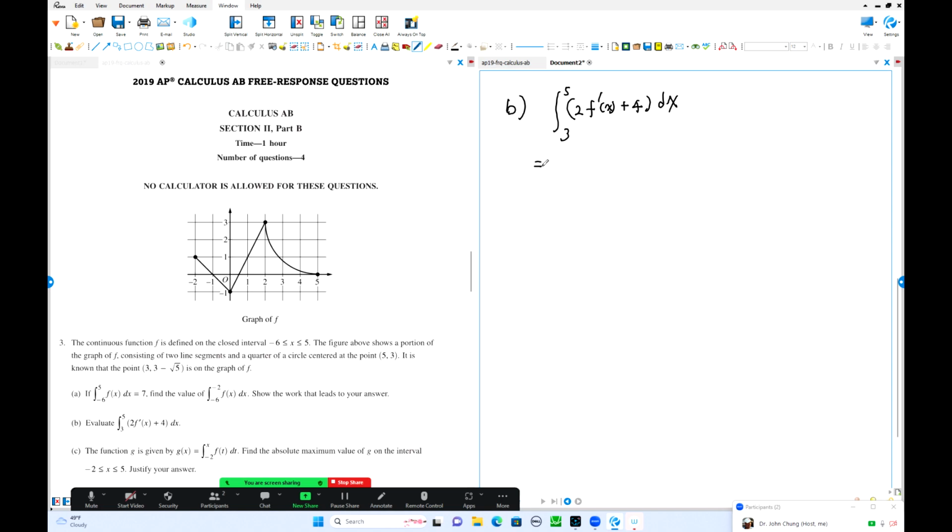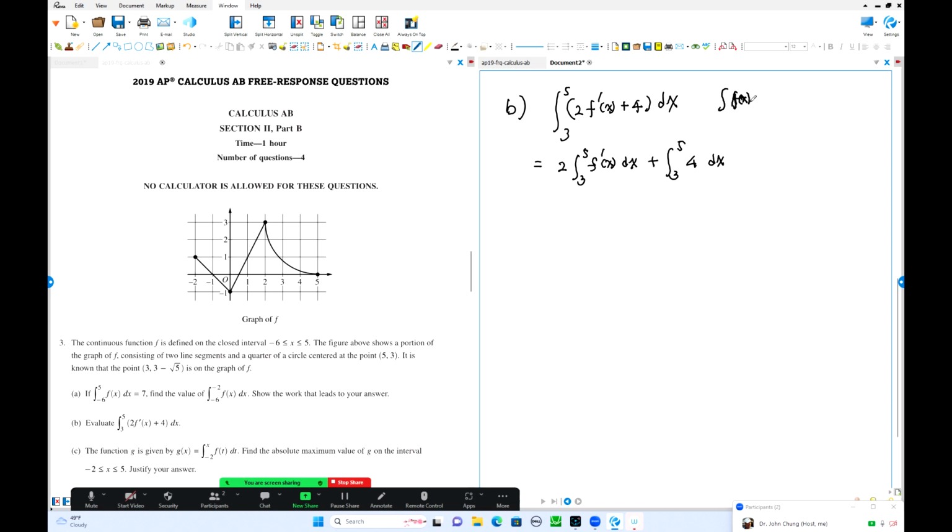f'(x) is inside there. This is exactly equal to what? 2 is out, the integral from 3 to 5 of f'(x) dx separately, and the integral from 3 to 5 of 4 dx. You can separate, right? It's okay?